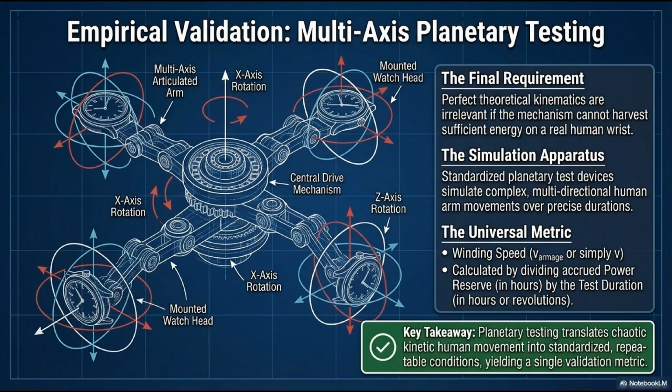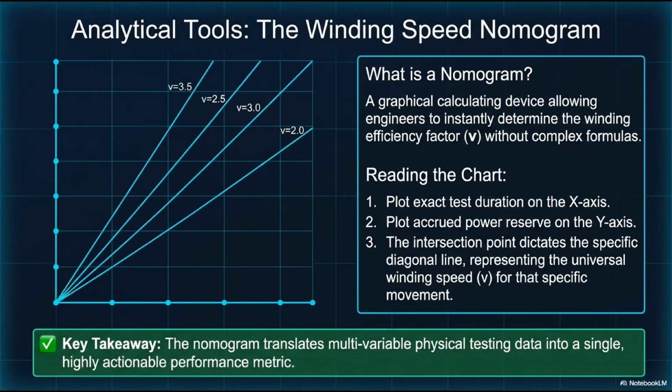It is calculated very simply by dividing the accrued power reserve, measured in hours, generated during the test, by the test duration, also in hours. Planetary testing translates chaotic kinetic human movement into standardized, repeatable laboratory conditions, yielding a single, hard validation metric to prove the design.